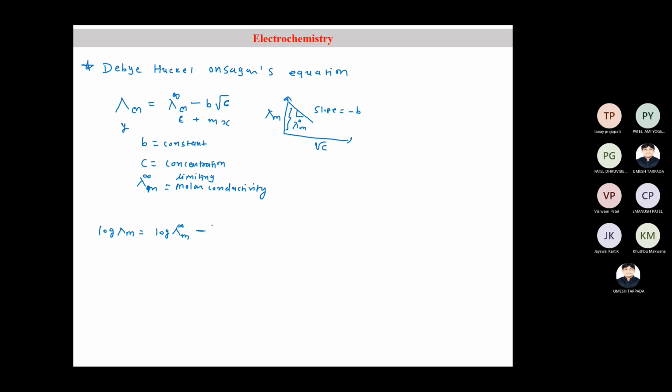B is the constant. B is written here, it is constant. So how to write down this equation? B log under root C.